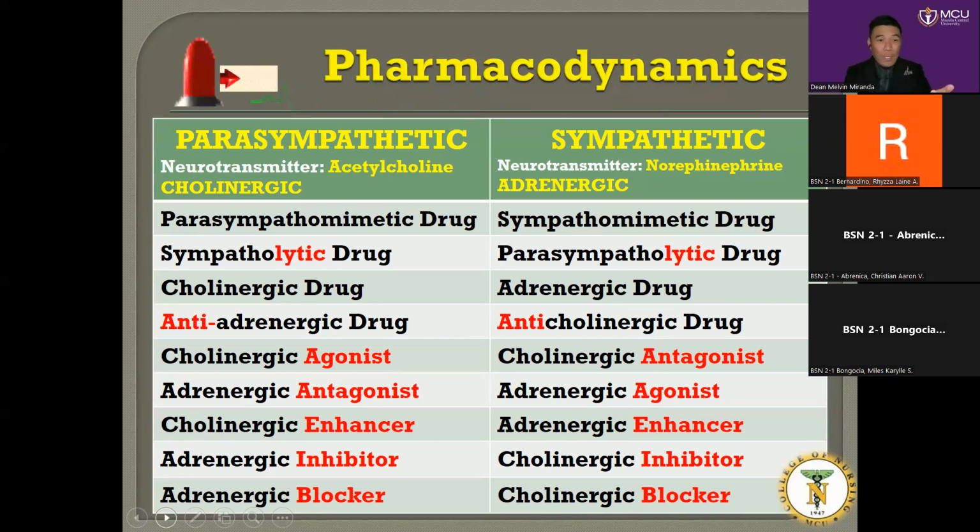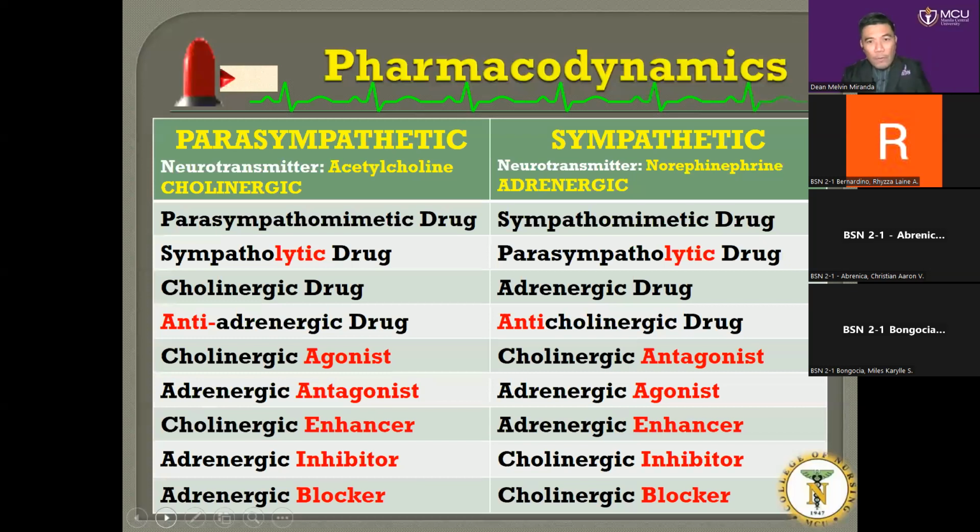Now, very obviously on the third, cholinergic drug. Another term for parasympathetic is cholinergic. If you encounter a cholinergic drug, it's parasympathetic. There are drugs also that use anti. If it uses anti, obviously it counteracts. An anti-adrenergic drug counteracts the results or response of adrenergic.